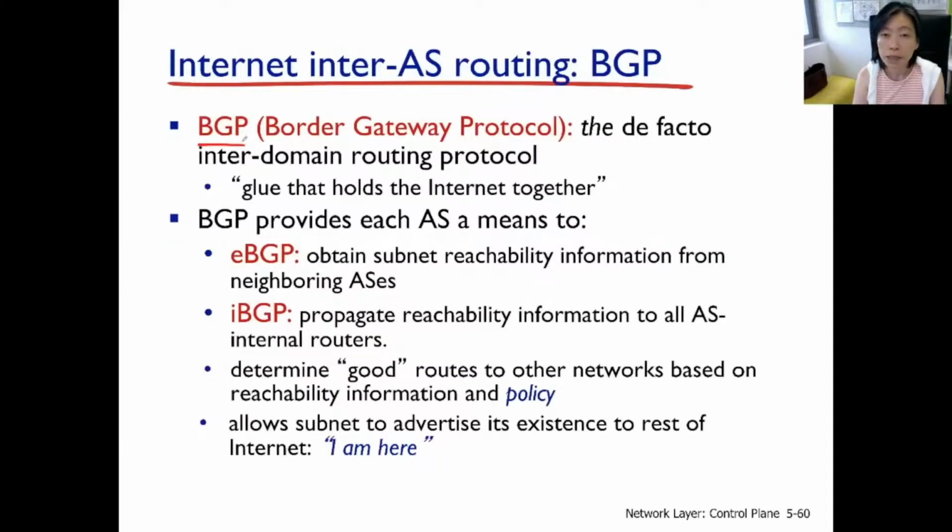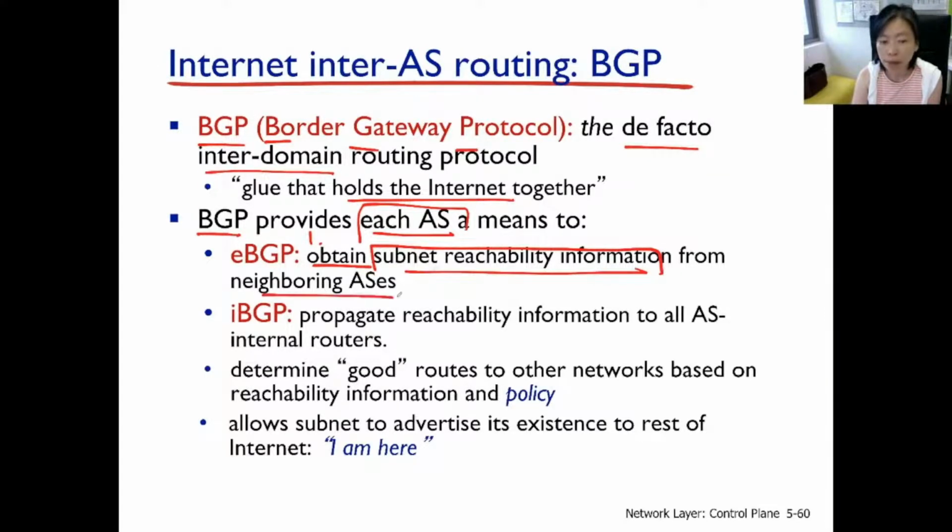First line, BGP stands for Border Gateway Protocol. And once again, it is the one and only inter-AS routing protocol that's holding the internet backbone together. To be more precise, it allows each AS the following. First, it allows the gateway router there for the AS to receive subnet reachability information from the neighboring ASs.